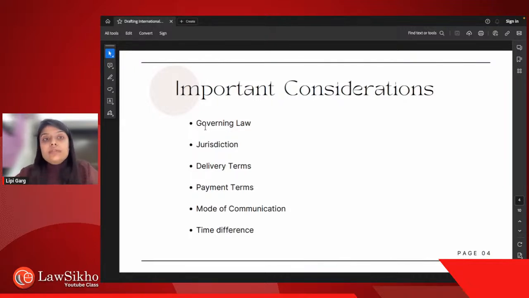Now, how do we solve this? One thing that is there is party autonomy. How party autonomy works is that the Indian party and the English party, both of them will come to a decision that let's keep English laws as the governing law, and they put it in the contract.